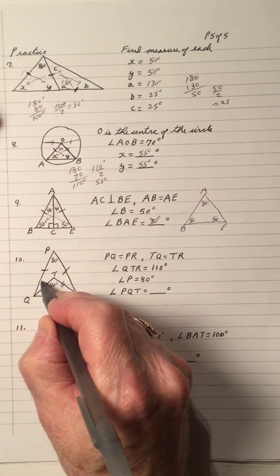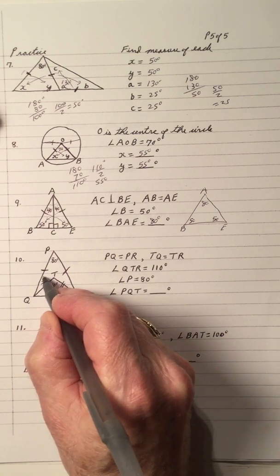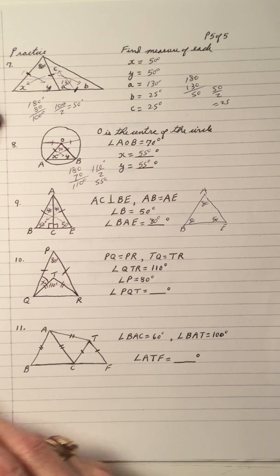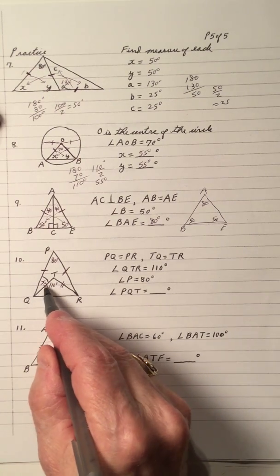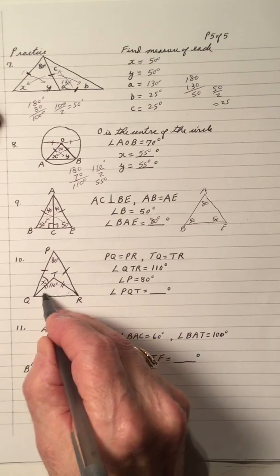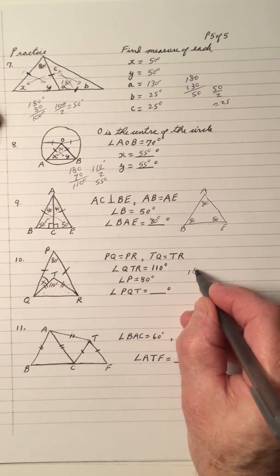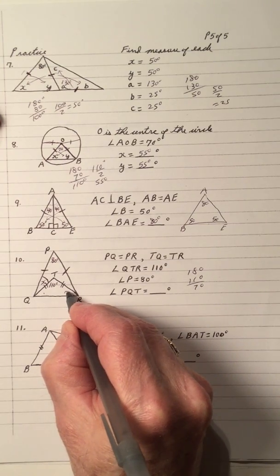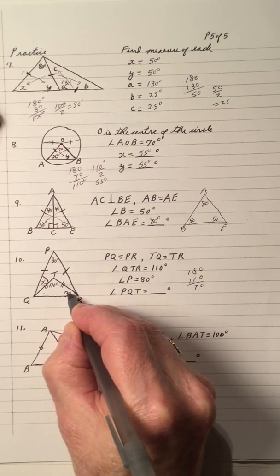So I have to find this angle right here. I'm just going to put an X on that. There it is. How do I do it? Well, I know these two sides are equal, so these two angles are equal. So that's 180, subtract 110, that's 70. That means these two angles here are both 35 each.